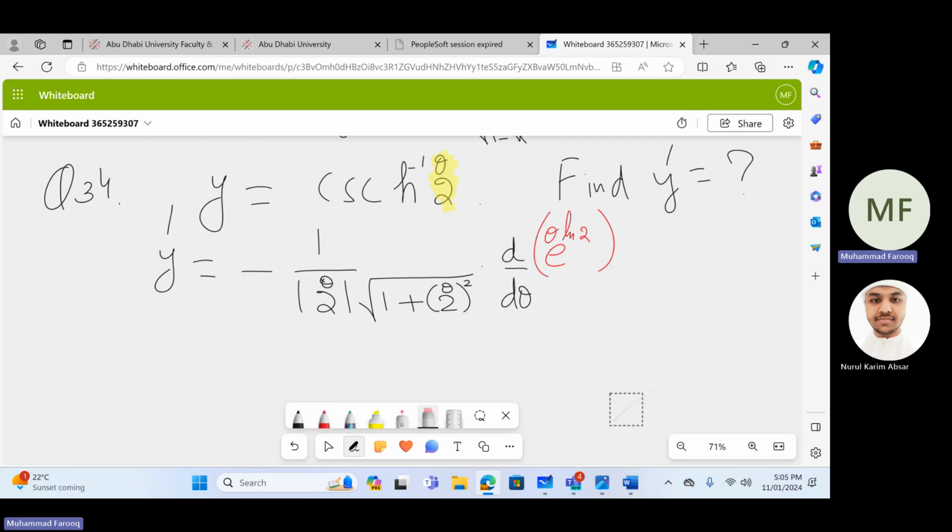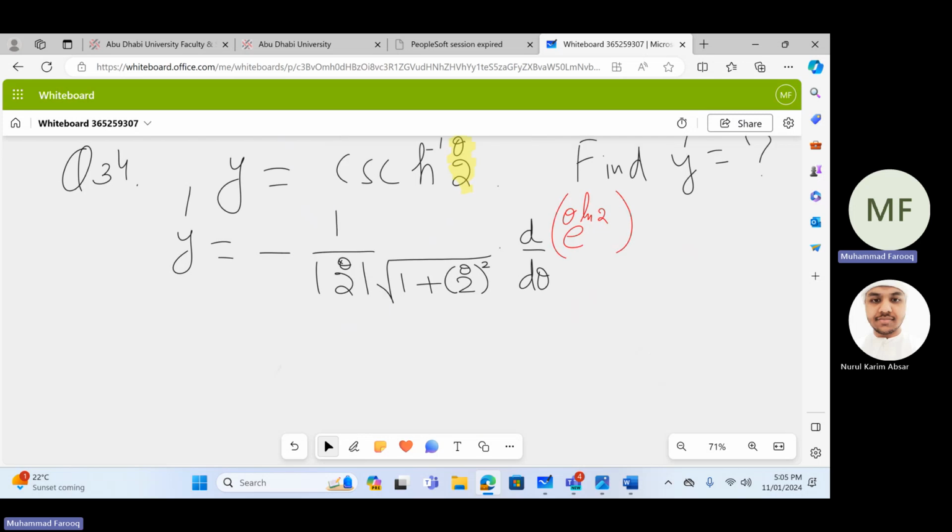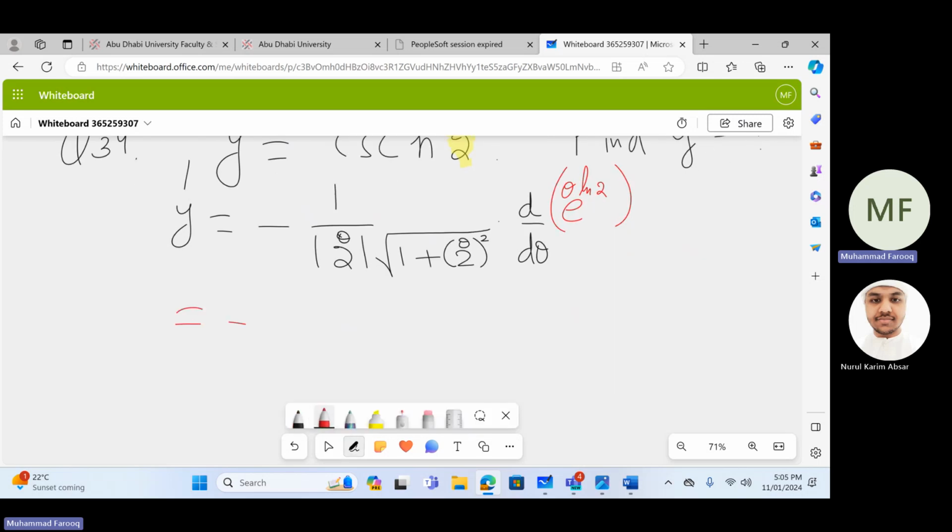The derivative of E power theta ln 2, how much? E power theta ln 2. Okay, so here we have 1 over the absolute value of 2 power theta, then the square root of 1 plus 2 power theta squared. Can I write it as 4 power theta? No, it can't, because the theta is multiplied by the two numbers in the power. The power is 2 and theta.